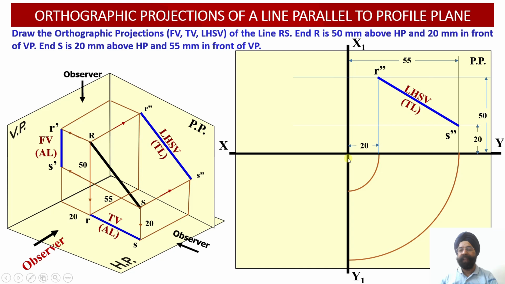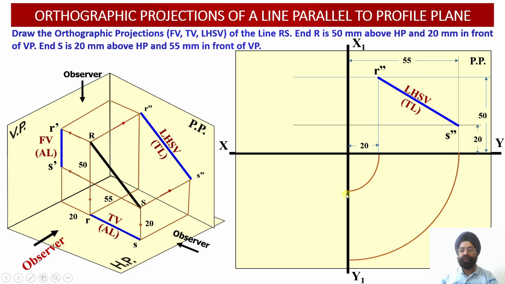This way, the distance of point R from the profile plane, or the vertical plane, has been transferred over here. Similarly, the distance of point S from the vertical plane happens to be 55 millimeter. So we keep the needle of the compass over here, open the compass equal to 55 millimeter, and again draw a transfer arc line such that this distance is transferred onto the top view.